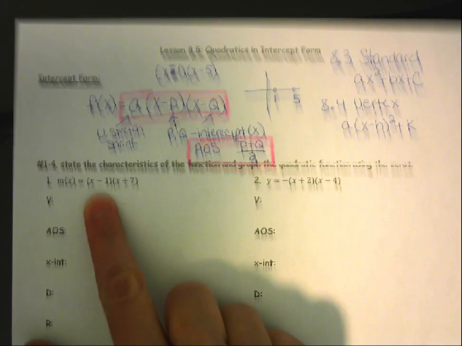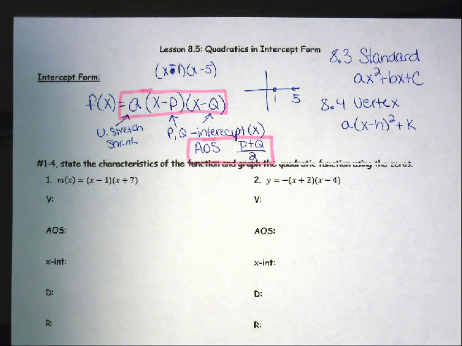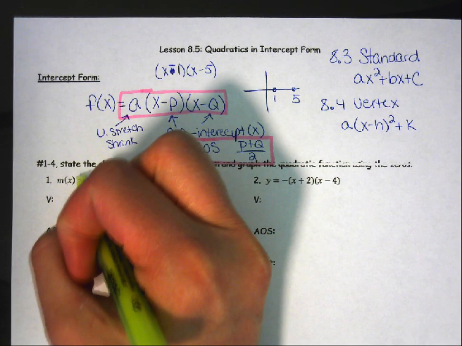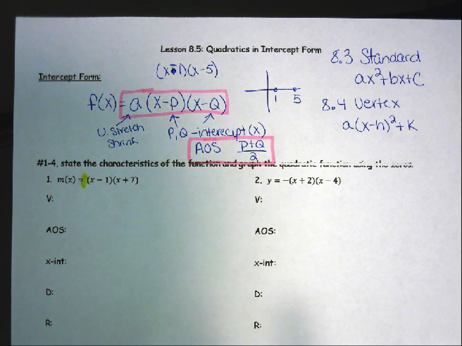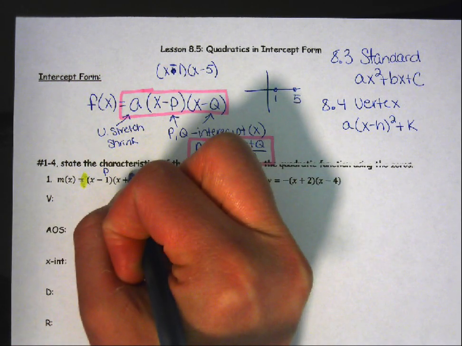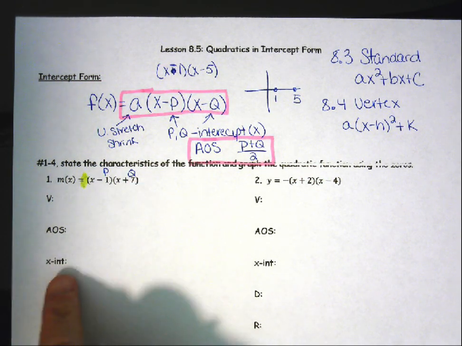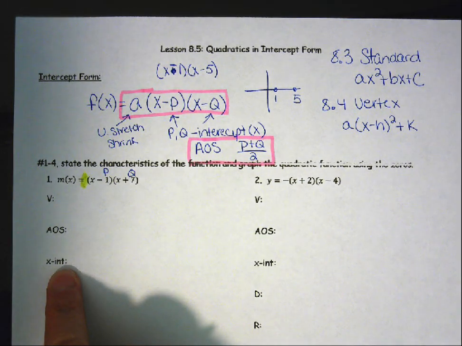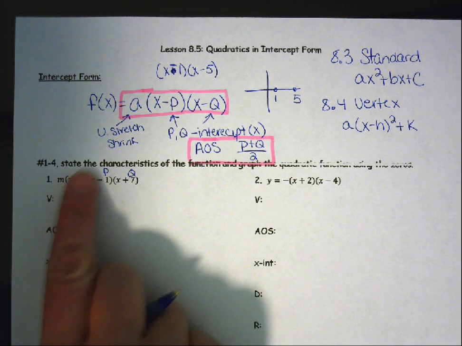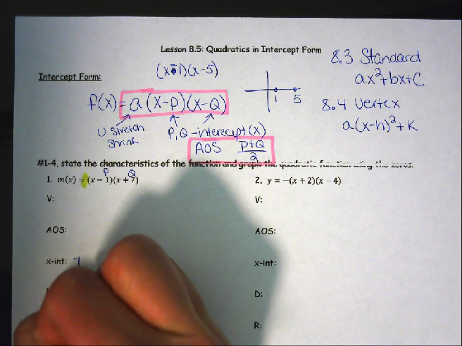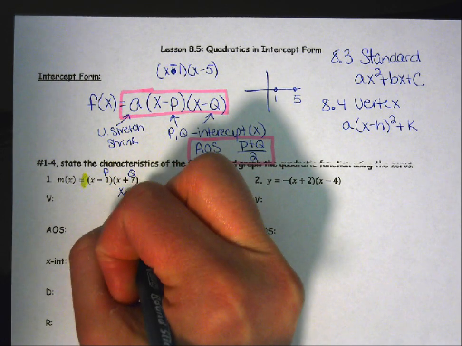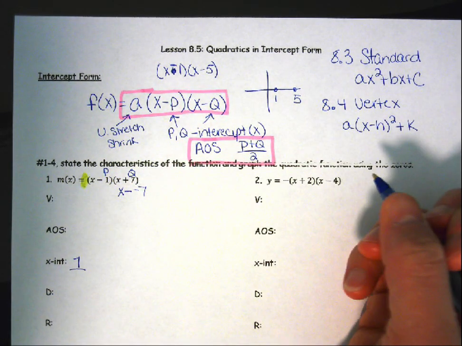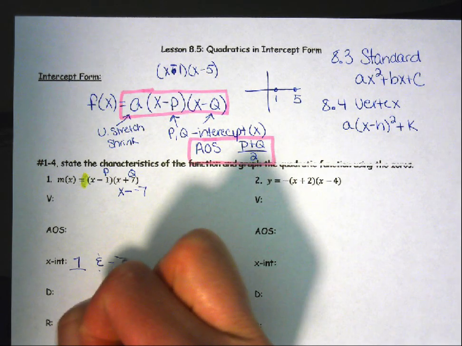If we take a look at number 1, notice we don't have a value out front here. So there's nothing out front, which is technically just a 1. So there's no vertical stretch or shrink, there's no reflection. So this would be our p and this would be our q. Now, it's easiest almost to do your intercepts. So this is your intercept, but remember, we ignore that subtraction. So we have an intercept at 1, and then we have to be careful here. It's going to be x minus a negative 7. So our other intercept is at negative 7.